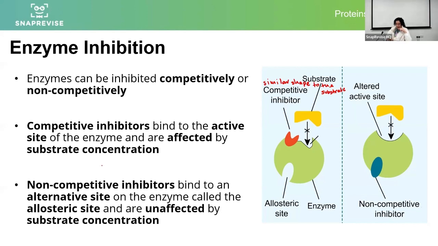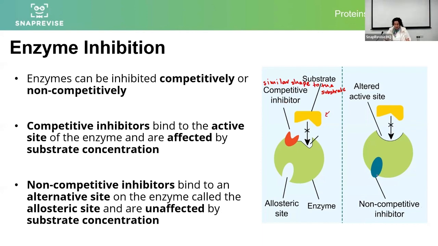So they physically block, they physically compete with the substrate for the active site. And so that makes a difference to whether they are affected or not by substrate concentration, because we can imagine that if we massively increase the concentration of the substrate, it will outcompete the competitive inhibitor for the binding. If there are more substrate molecules around, there's more chances for the substrate to collide with the enzyme and create an enzyme substrate complex than the competitive inhibitor, which is in smaller amounts.